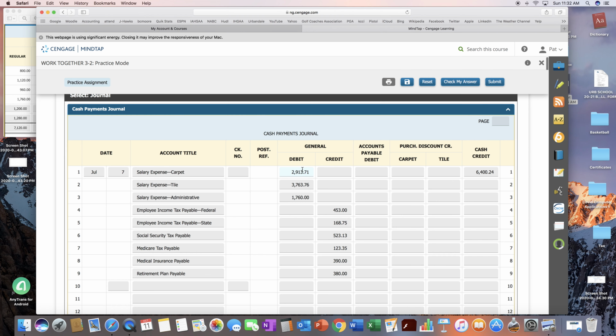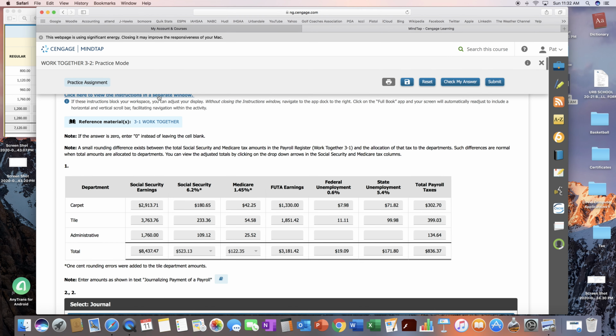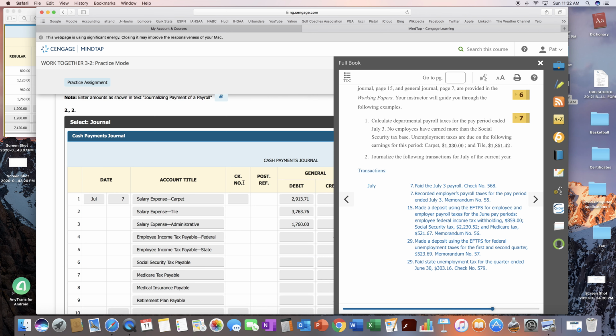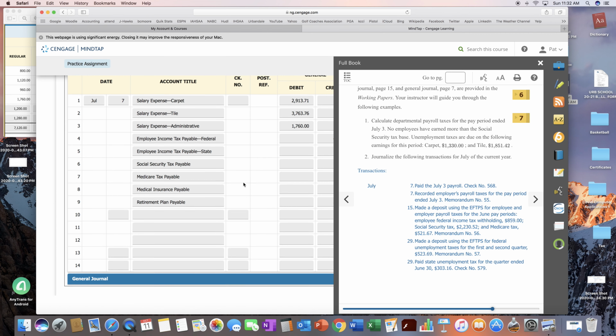So let's go back to our instructions. Again, if you had 2 computers, your Chromebook going, you can have these up the whole time. July 7th, recorded employer payroll taxes for the pay period ending July 3rd, Memorandum 55. How did we record it? It's a memo, all right? So for this one, we're not paying taxes or anything, we're recording.